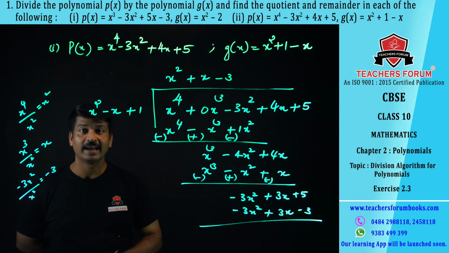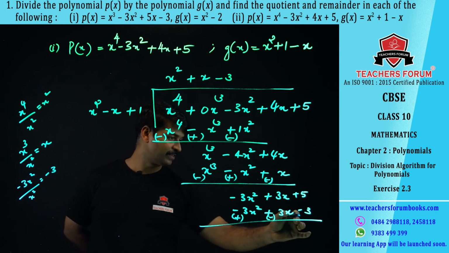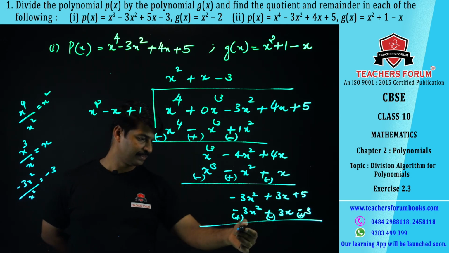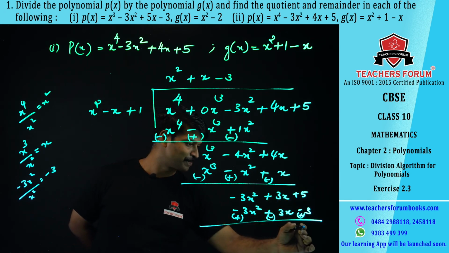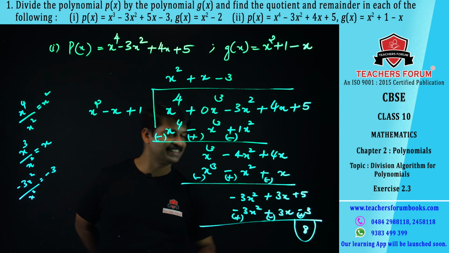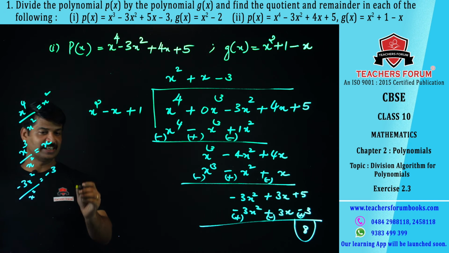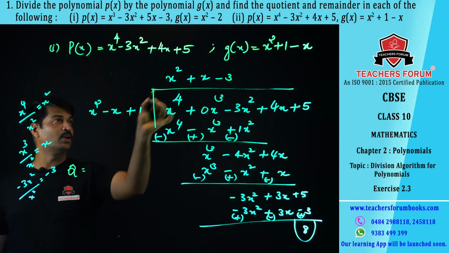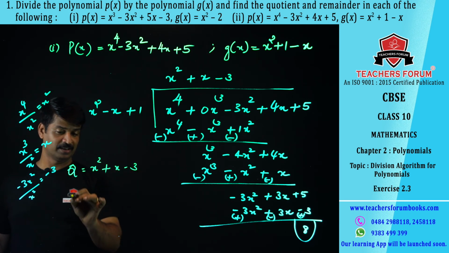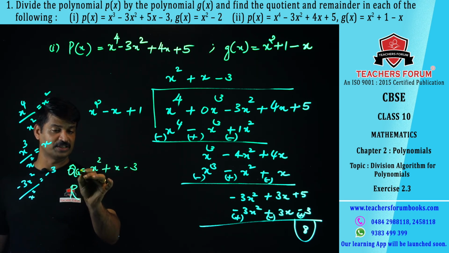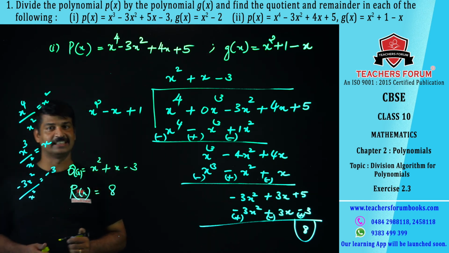Subtract. Change the symbol, then add. Plus, minus, plus, add. It becomes 0. It also becomes 0. Then plus 5 plus 3, 8. So 8 is the remainder in this case. Okay. So let us write what is quotient. Quotient is equal to x square plus x minus 3. What is remainder? So q of x, quotient. Now r of x, remainder. Remainder is 8 here.